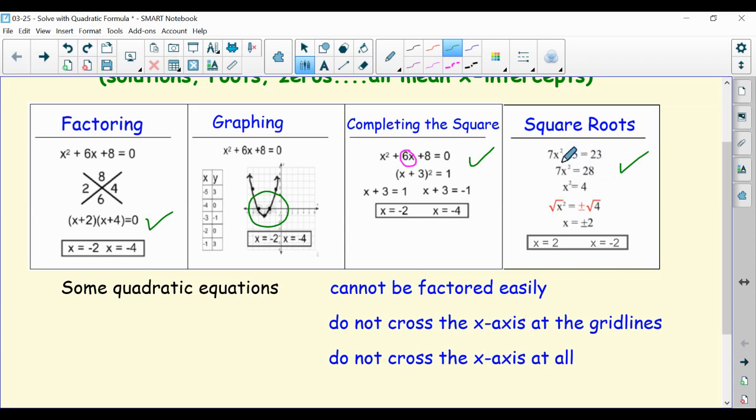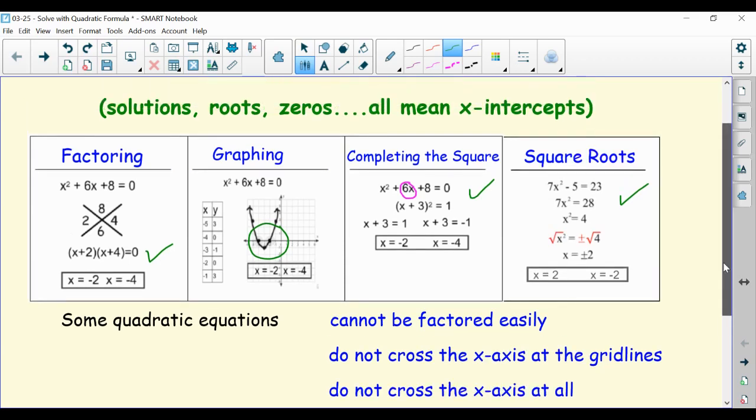Square roots can only be used when you have a missing b term. So in these cases, I can't use square root solving. I have to have something that looks like this where the b term is missing. So all of these methods have limitations. We are going to talk today about a fifth method, which does not have any limitations. You can use it with any quadratic equation, no matter what.